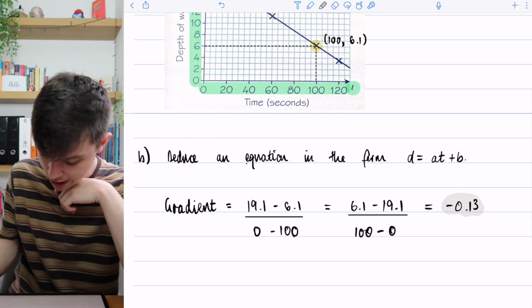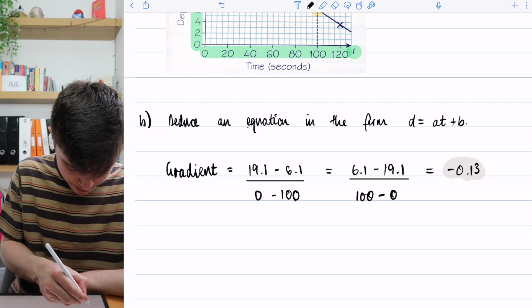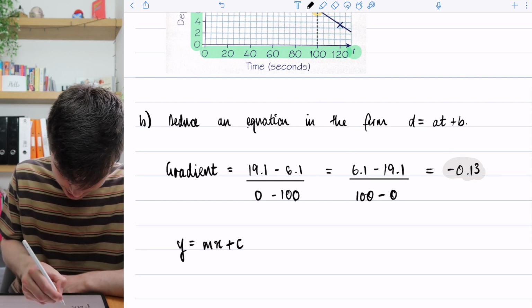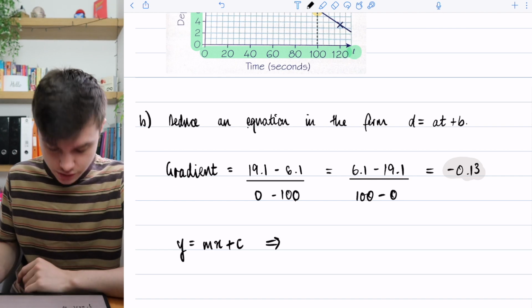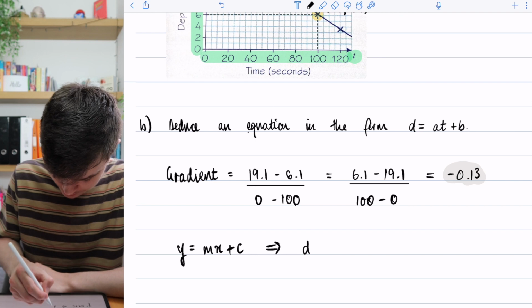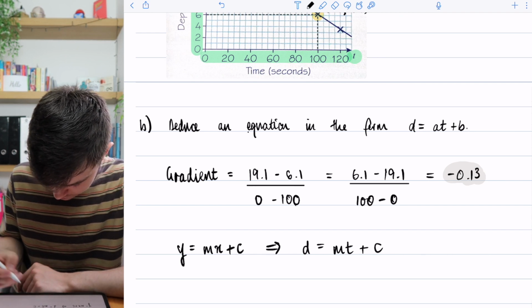I'll highlight it in grey. We're going to need that in a minute. So, equation of a straight line, remember, is y is equal to mx plus c, but in this case we've not got y and x, we have got t and d, so it's going to be d is equal to some multiple of t plus c.